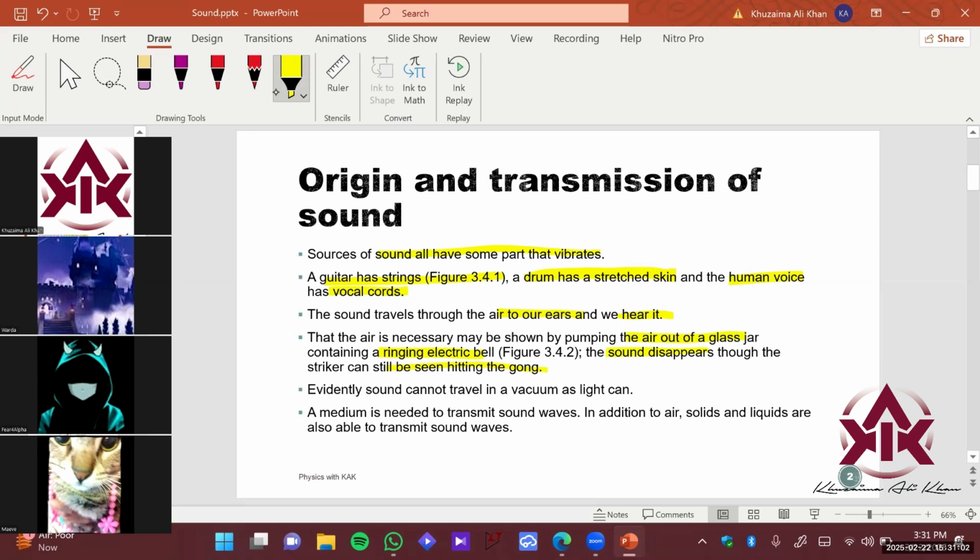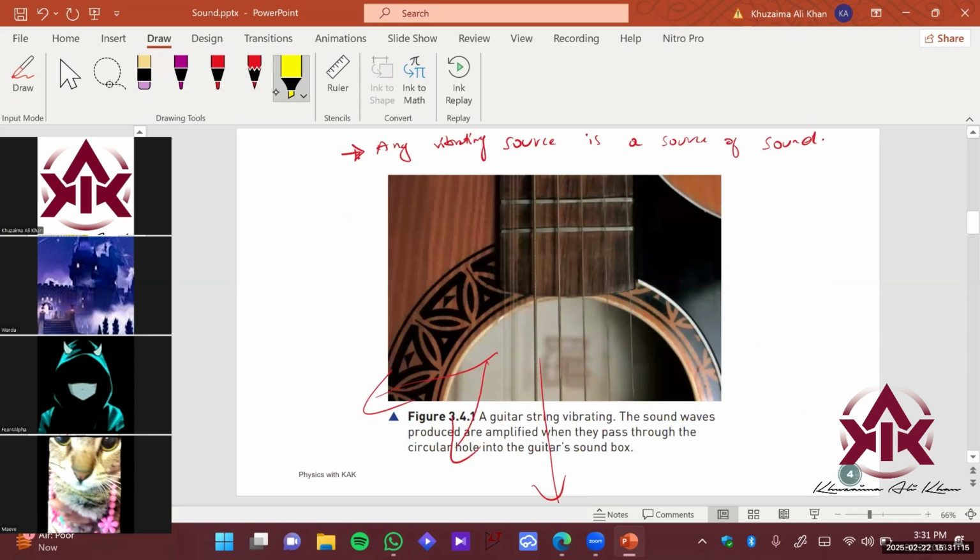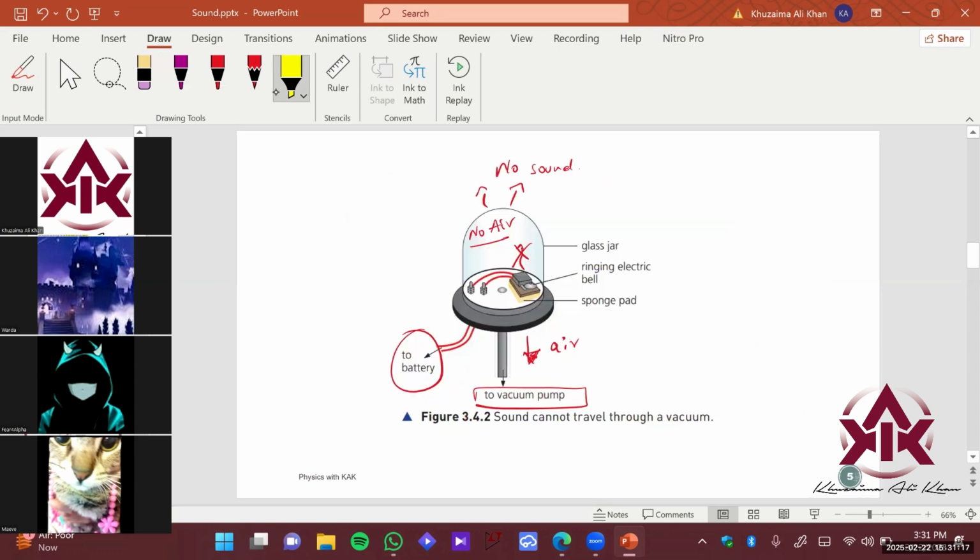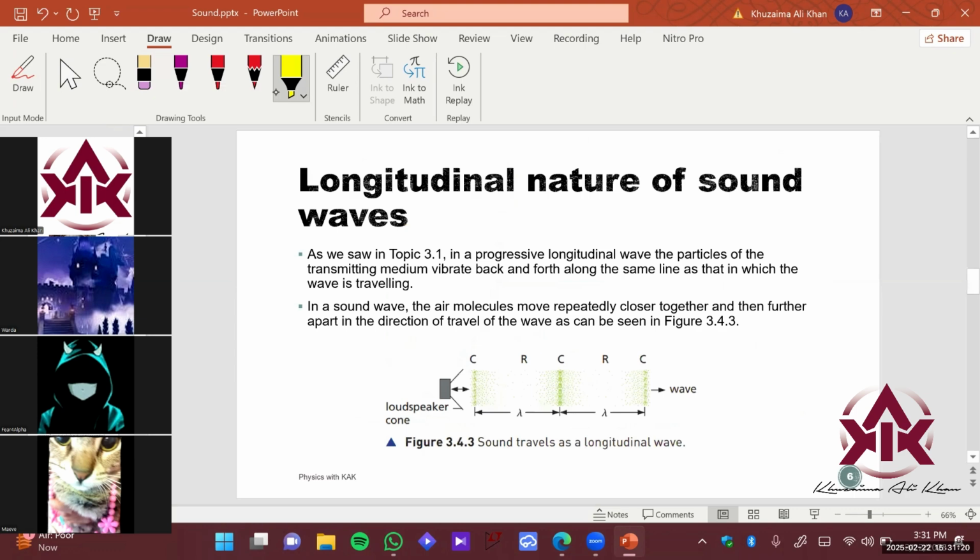So again, sound cannot travel through vacuum as light can. A medium is needed to transmit sound waves. In addition, we can transfer sound through air, solids and liquids, at different speeds. So we learned what the speed of sound is in air, in liquid, and in solid.